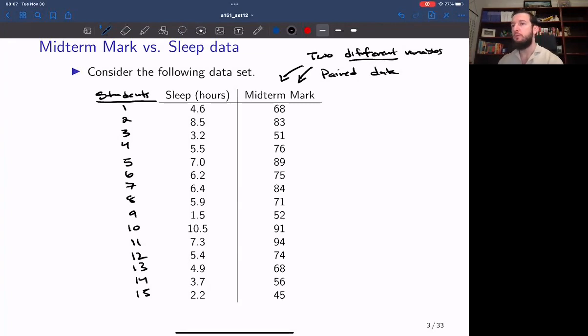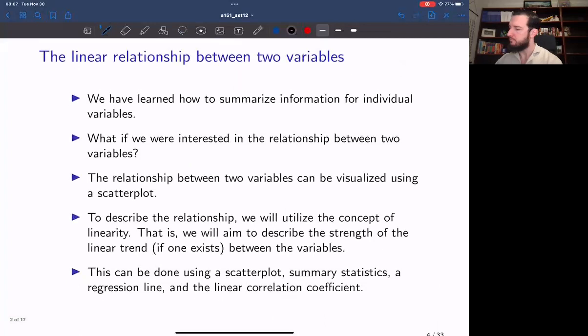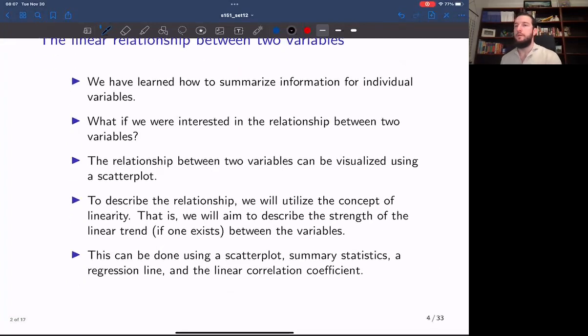Okay, and the way that we're going to go about doing that is via what's called regression analysis. So again, we want to describe the relationship between two different variables that appear in a paired data set. To do this, we can build what is called a regression line. In order to have an effective or useful regression line, we require that the variables form what is called a linear relationship.